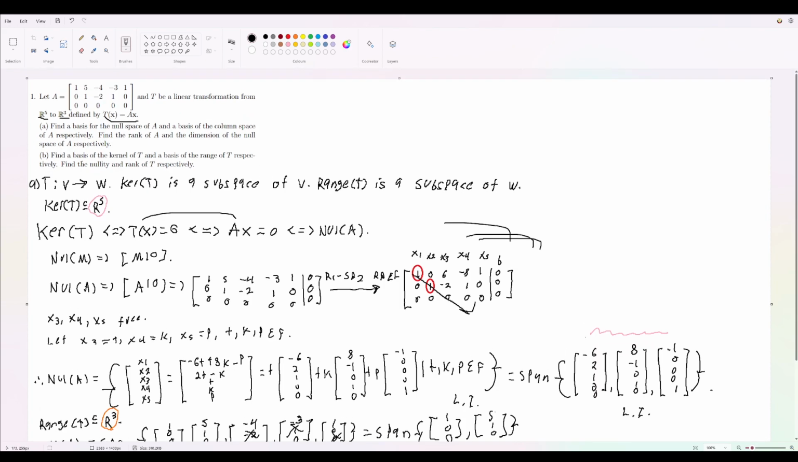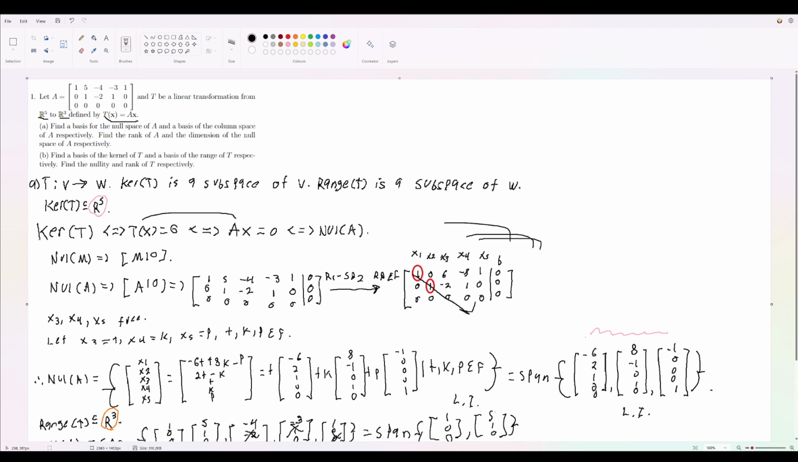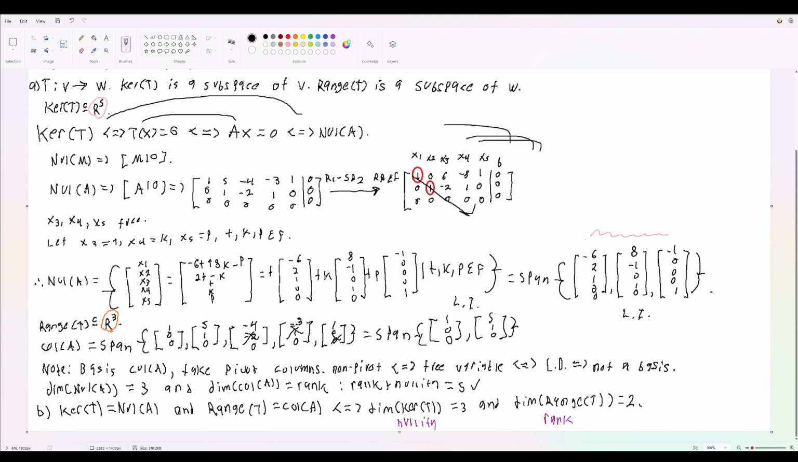What is B? A basis of the kernel of T, basis of the range of T, respectively. Find the nullity and rank of T. So here we can just note that the kernel of T is equal to the null space, as we did up here, right? Range of T is equal to the column space, as we did over here.